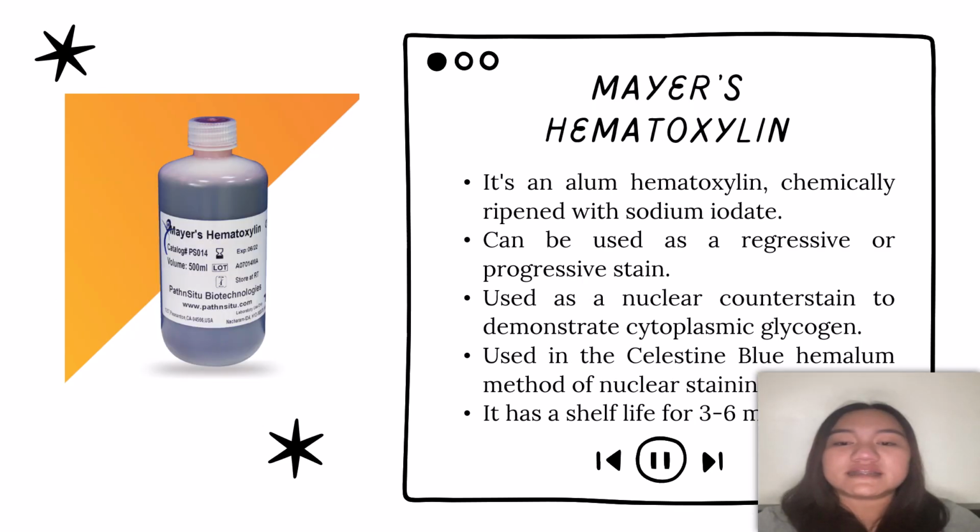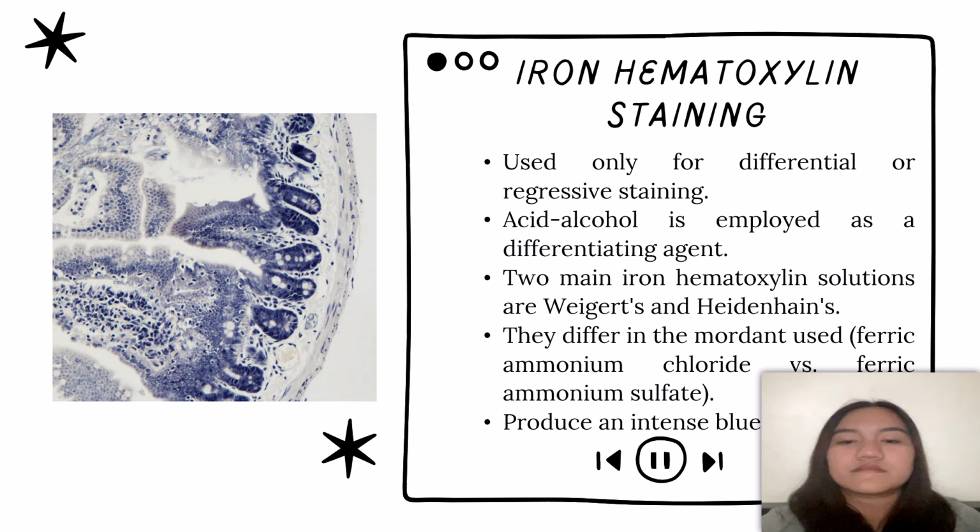Meyer's hematoxylin is an alum hematoxylin which is chemically ripened with sodium iodate and can be used as a regressive or progressive stain. It is also used as a nuclear counterstain to demonstrate cytoplasmic glycogen, and it is used in the celestine blue hemalum method of nuclear staining. It also has a shelf life of 3 to 6 months.